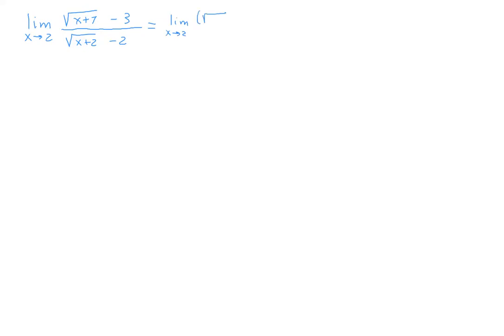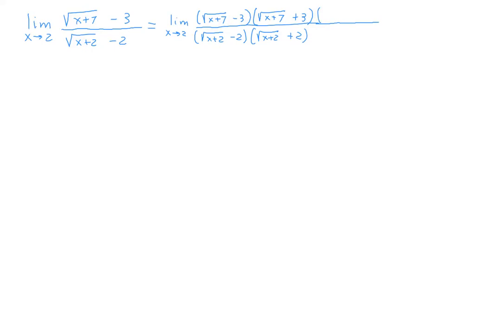So on the top, what exactly do we need? We need the conjugate quantity of square root of x plus 7 minus 3, which is what? It's square root of x plus 7 plus 3. And on the bottom, we need the conjugate quantity of square root of x plus 2 minus 2, which is square root of x plus 2 plus 2. What is important here is that in order to balance the whole thing out, we need to multiply and divide by what we inserted on the top and the bottom respectively.